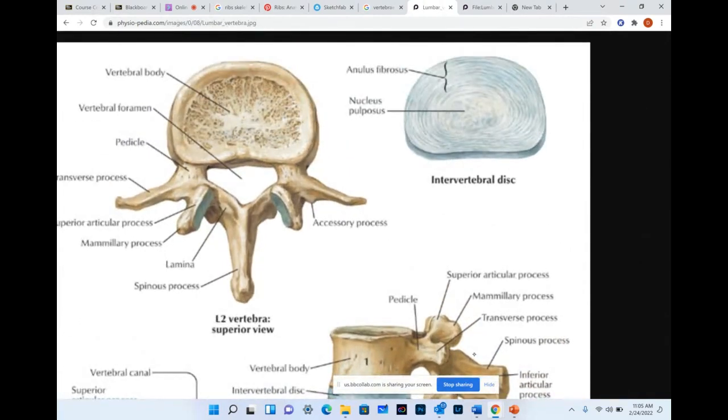Lamina that comes together and makes the spinous process. This is the pedicel. See that? This is the pedicel. This is the vertebral body, transverse processes, spinous process, vertebral foramen. This right here is the superior articular process and the superior articular facet.